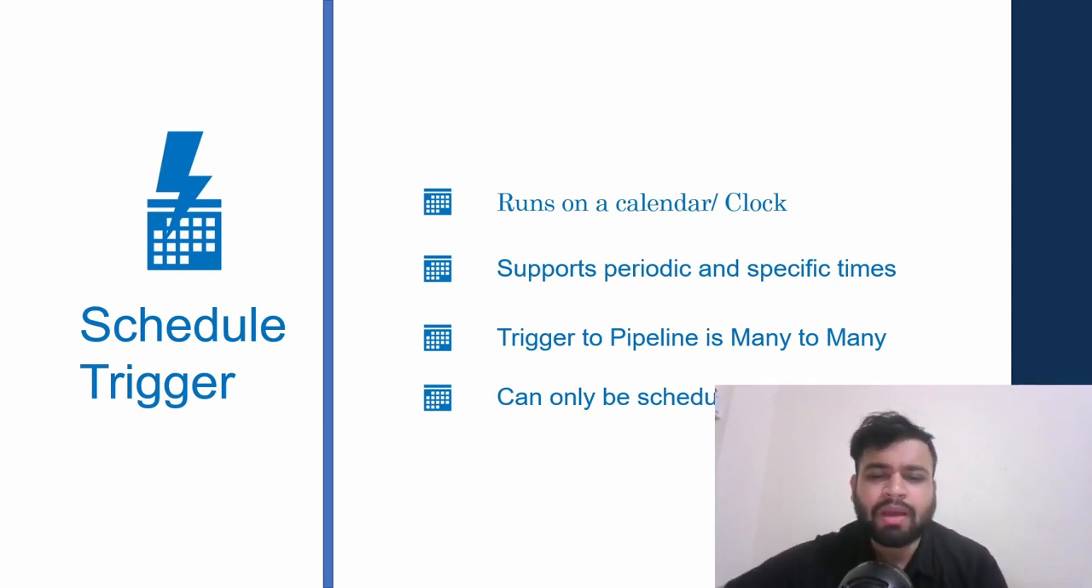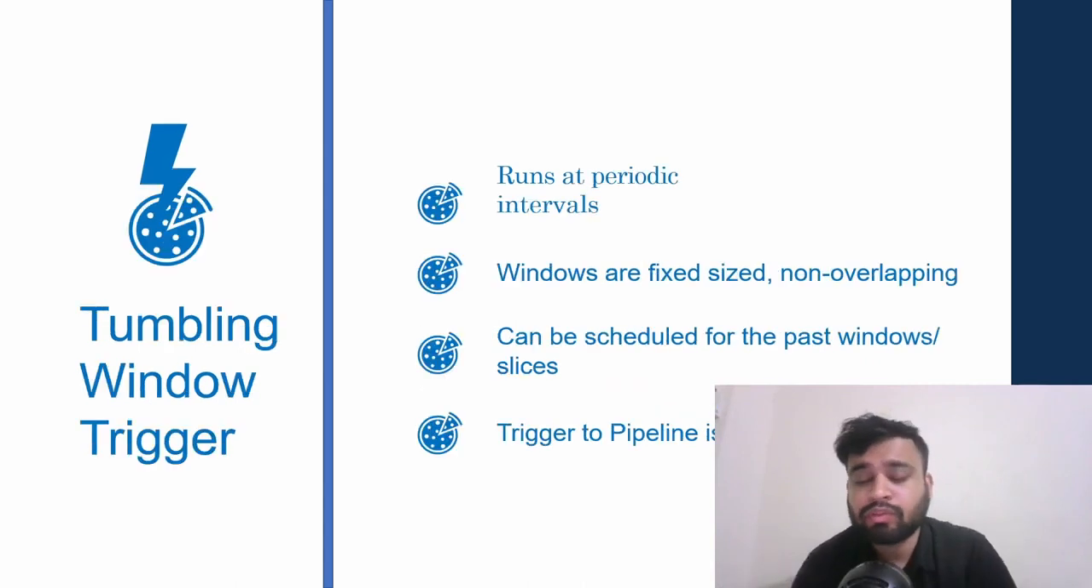Now let's talk about the tumbling window trigger. So the tumbling window trigger will execute the pipeline at a specific time slice, or we can say a predetermined periodic time interval. So it is significantly more advantageous than the schedule trigger when working with historical data for copying or migrating that data.